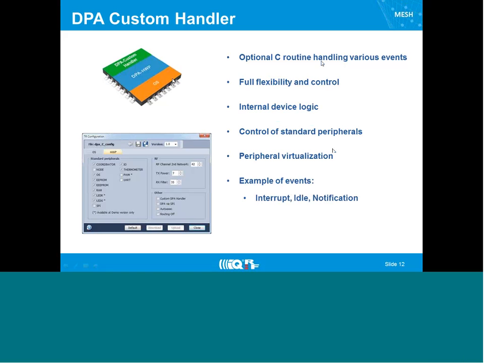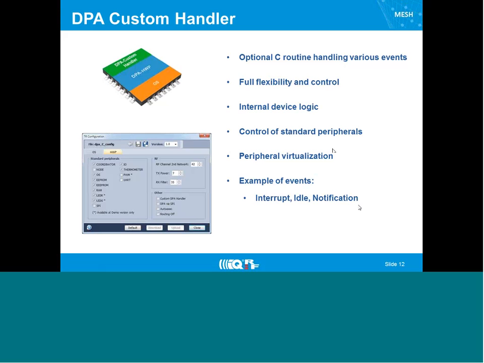The custom handler is based on events. So actually, in the main loop of the DPA, there are certain events, and in these events you can take the control. There are events like interrupt. You can do your stuff in idle. So when the node is doing nothing, you can use the time for some kind of pure logic. Or, for example, notification. Notification is also very effective. So basically, for example, when the data are received to the memory, you can send the notification to the MCU of your device.